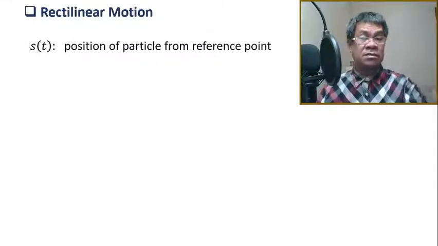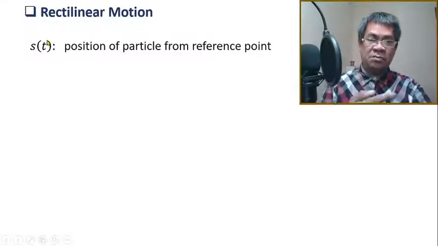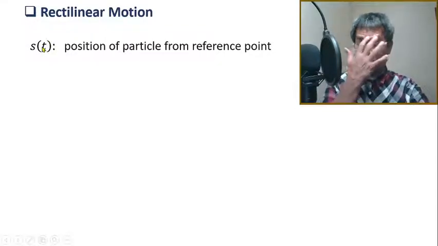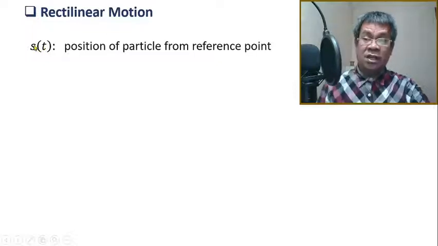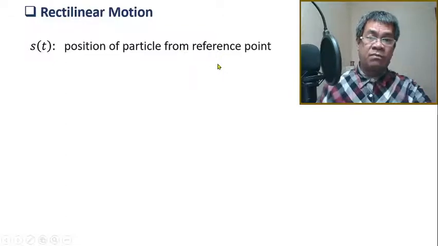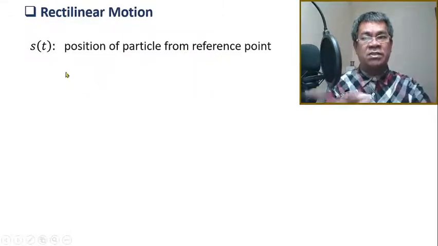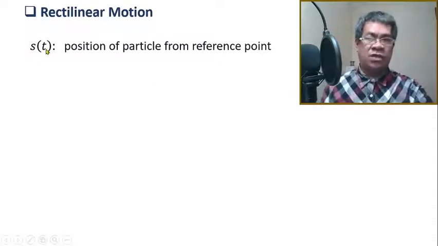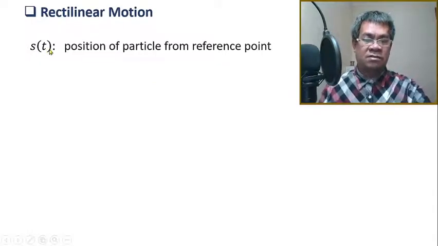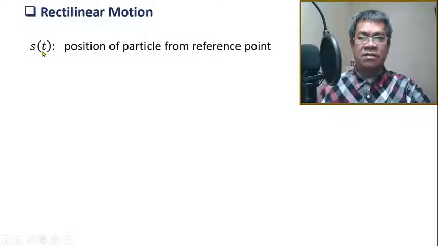So the displacement is actually the position, because the change in position is the displacement. In this case, we assign s as the position of the particle from some point of reference, initial point, final point. It should be expressed in s, or sometimes we use x. It depends upon the author.